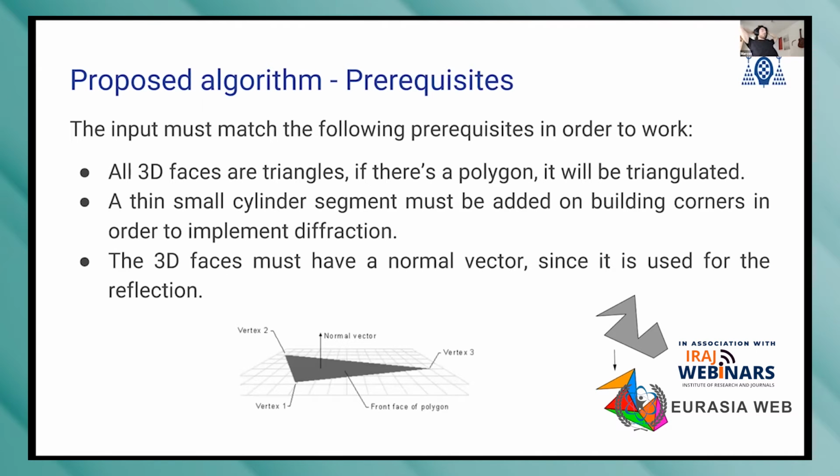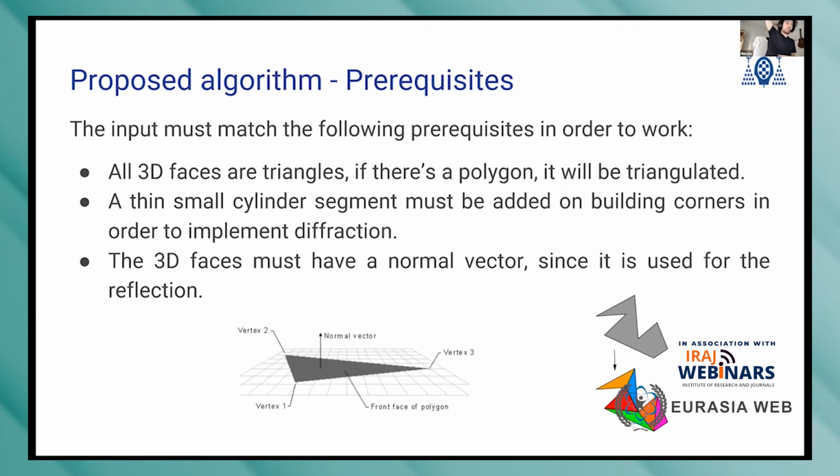So what are the prerequisites of the proposed algorithm? Well, the input must match the following prerequisites: all the 3D faces in our OBJ 3D object must be triangles. It has to be triangulated, which is the process of dividing a polygon into multiple triangles, as you can see in the bottom right image. So there's that, it must be triangulated.